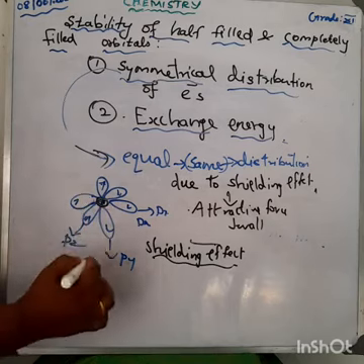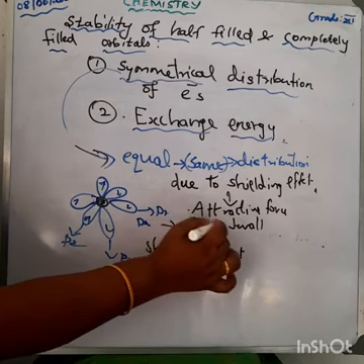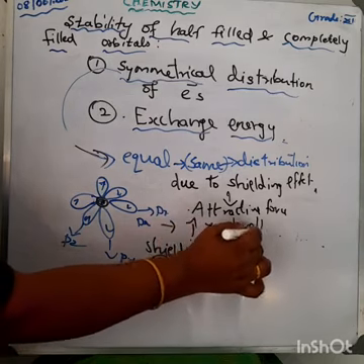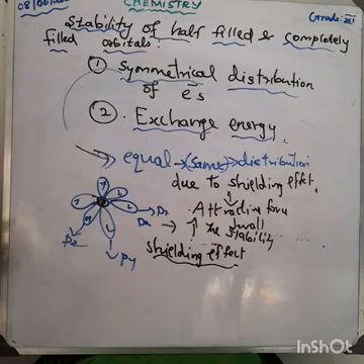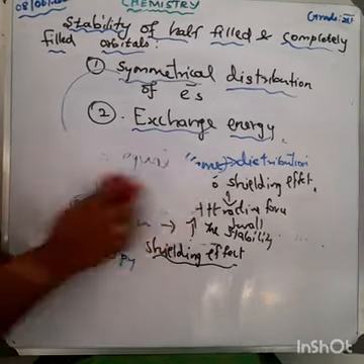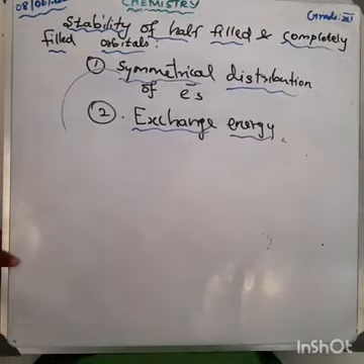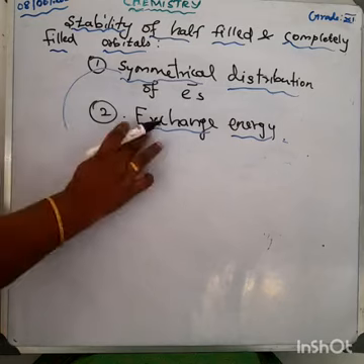Stability also increases here. These are the points about the symmetrical distribution of electrons. Understood? I hope all of you understood that. Second, we are going to study exchange energy. What do you mean by exchange energy?